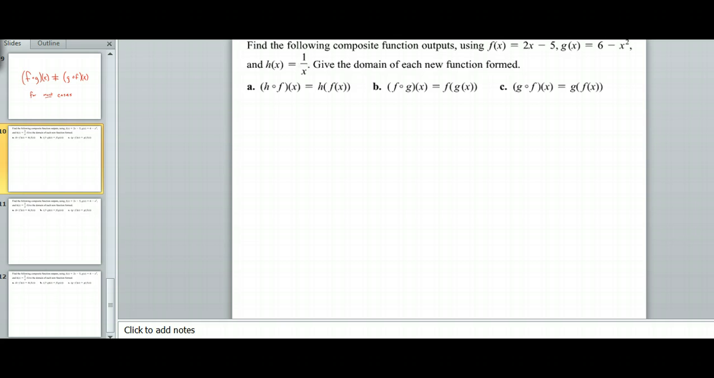Alright, so this is a typical type of problem. We've got these three functions, and we're going to find the domain of each of these new functions formed, as well as form the functions. So I'm going to start with a, h of f of x.